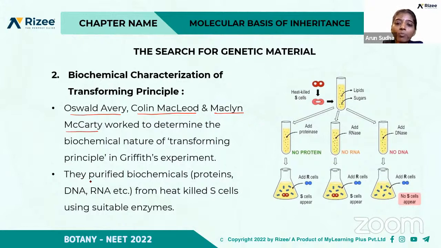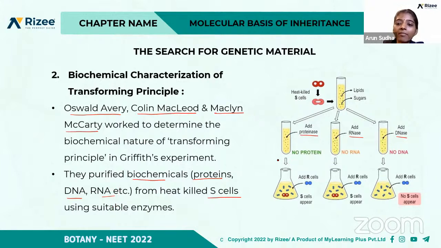So what they did was purify the biochemicals. That is, they separated the proteins, DNA, and RNA from heat-killed S cells using suitable enzymes. So these are the heat-killed S cells, and they add different enzymes like protease, RNase, and DNase. What is the role of protease? It will cleave the protein. RNase, that is ribonuclease, will cleave the RNA. DNase, deoxyribonuclease, will cleave the DNA.